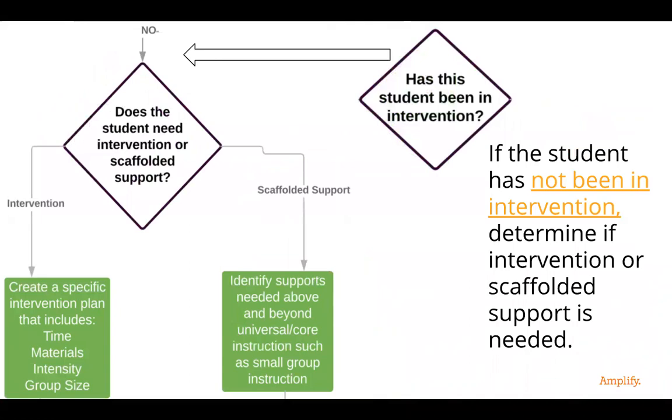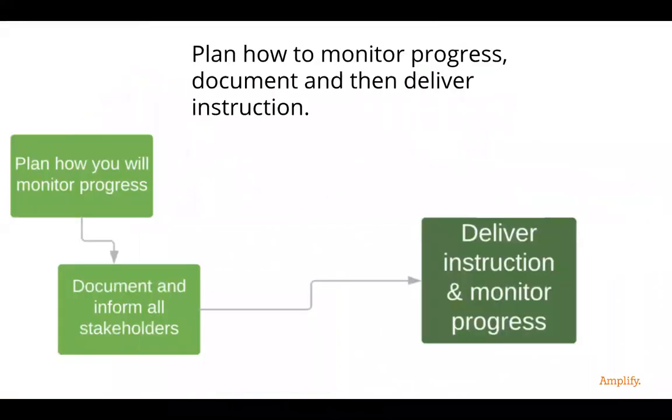Okay, so if the student has not been in intervention, then we need to decide, does the student need intervention or some type of scaffolded support? Okay, so if they need intervention, we'll create a specific intervention plan that includes time, materials, intensity, and group size. If they need scaffolded support, then we're identifying supports needed above and beyond our core instruction, such as small group instruction. So that's our first decision point there. Once again, we will plan how we will monitor the progress. We'll document and inform all stakeholders, and then we'll start to deliver instruction and monitor progress.